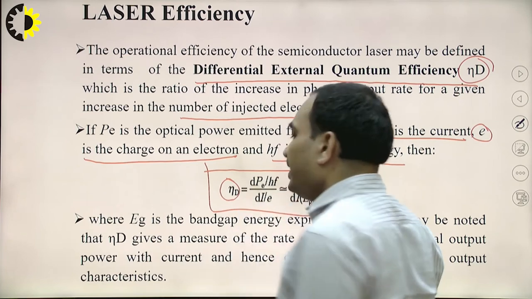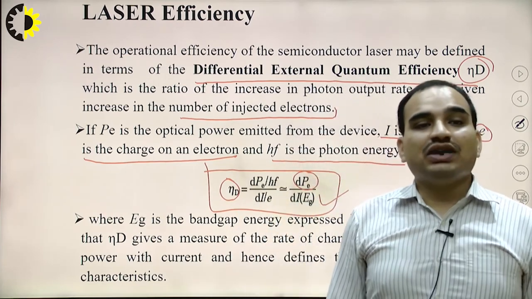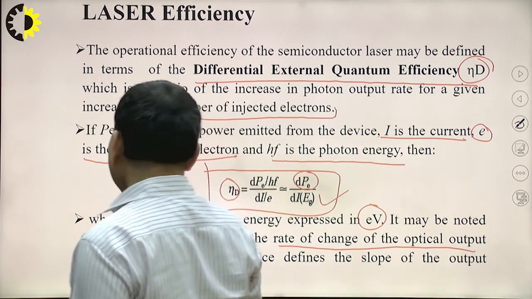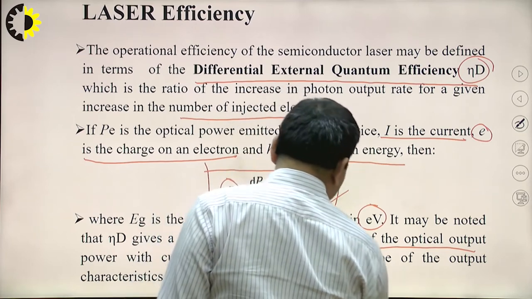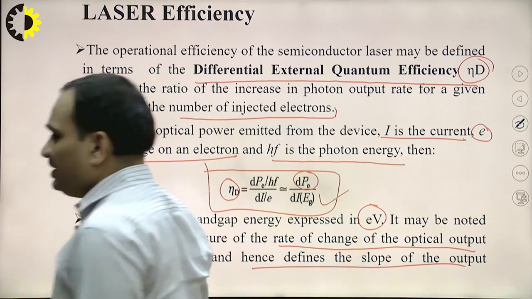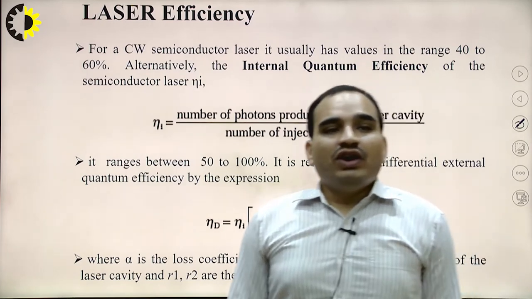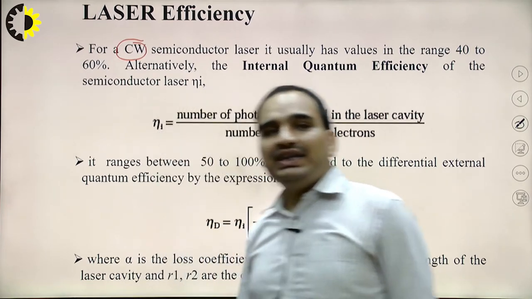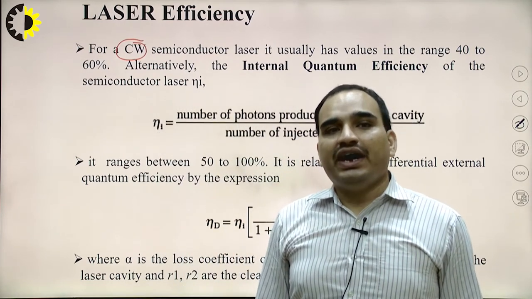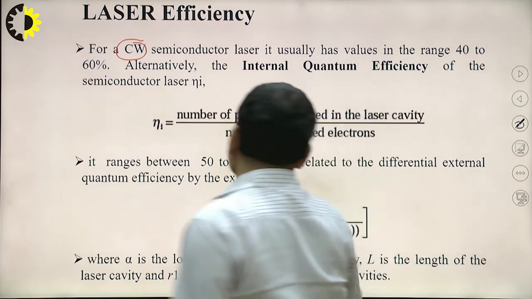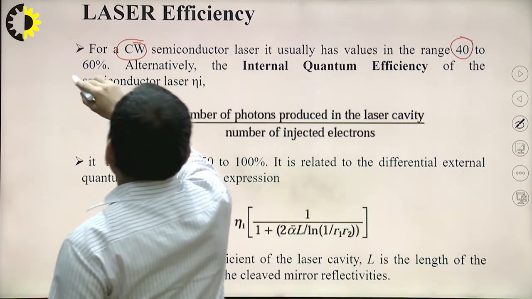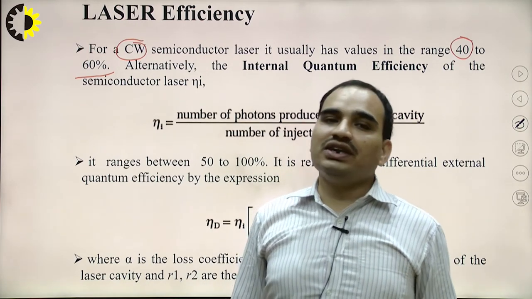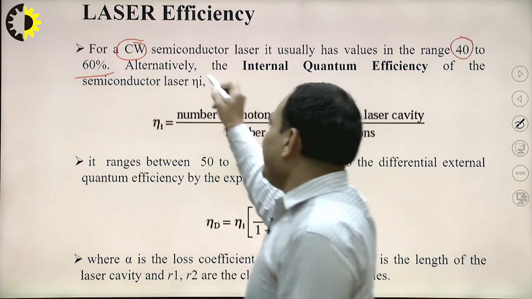So it may be noted that eta d gives a measure of the rate of change of optical output power with current, and hence defines the slope of the output characteristics. For a continuous wave, also abbreviated as CW, semiconductor laser, it usually has values in the range of 40 to 60%.